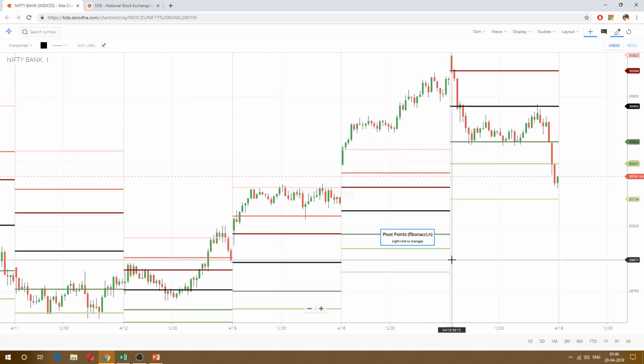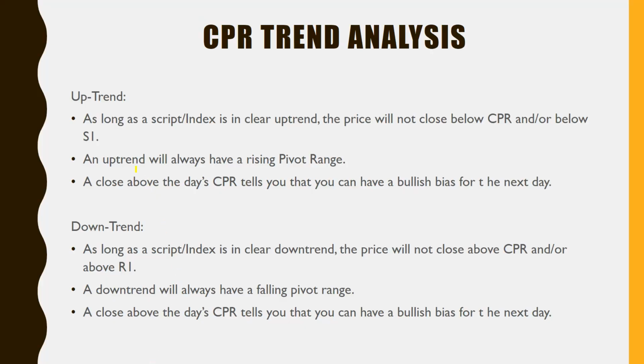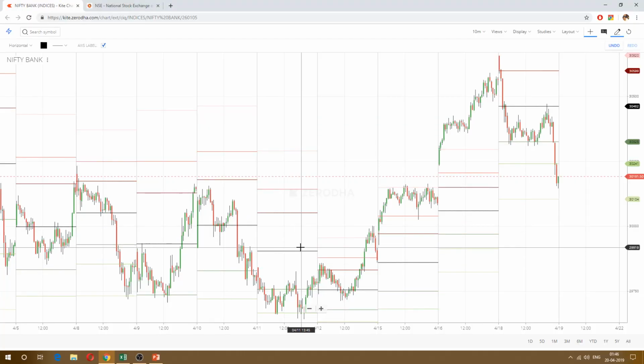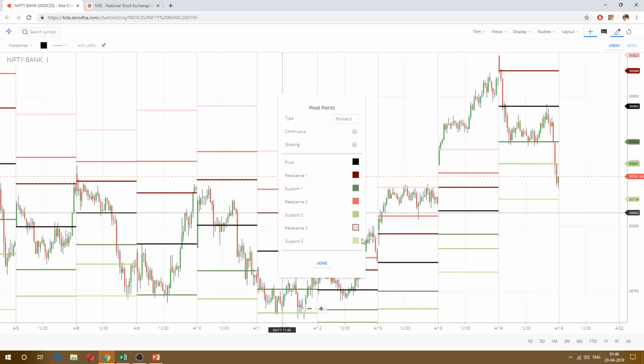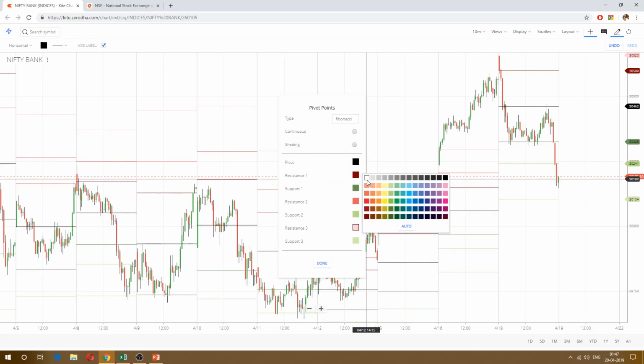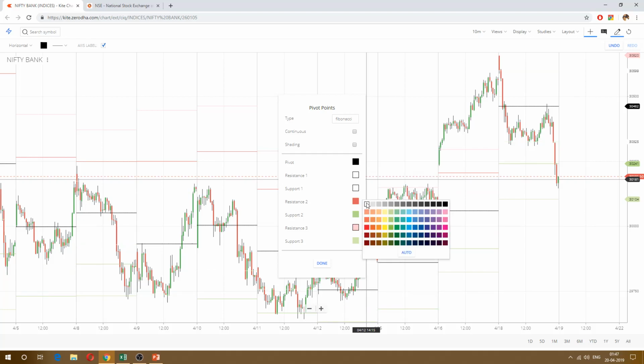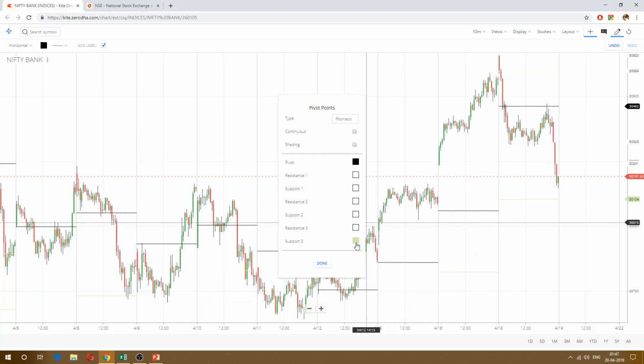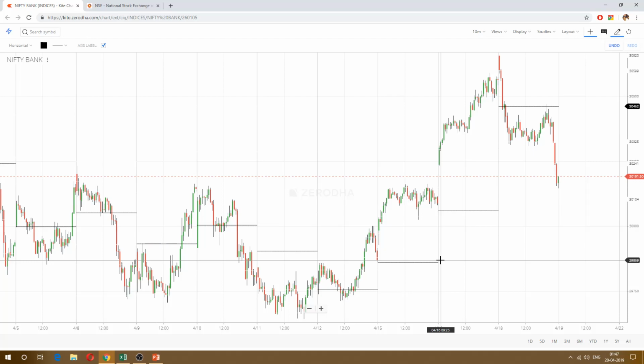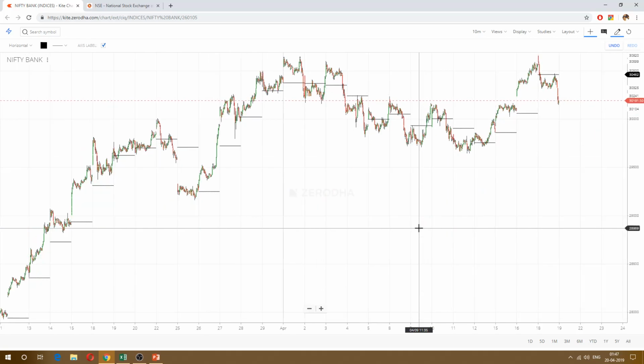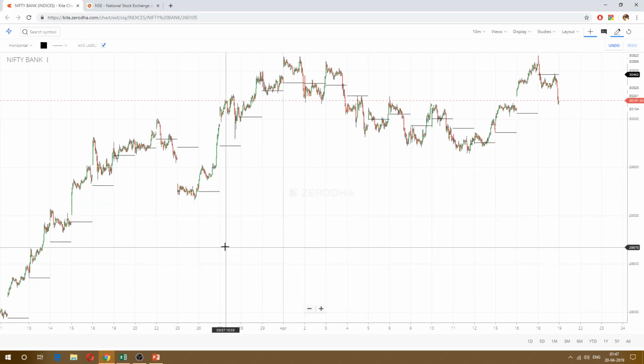All right, so now I will make you understand what this is. An uptrend will always have a rising pivot range, and a downtrend will always have a falling pivot range. What is this pivot range? And even if we don't have CPR, how do we understand that? So I'll make all the other pivot levels invisible. We only need the central line, because CPR is always between R1 and S1. CPR upper boundary will be below R1 and CPR lower boundary will be above S1.